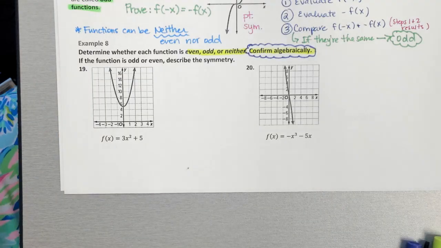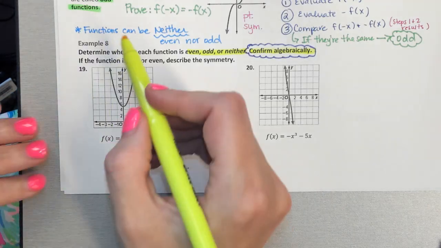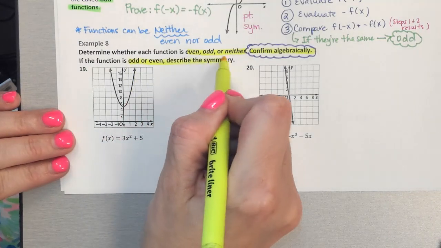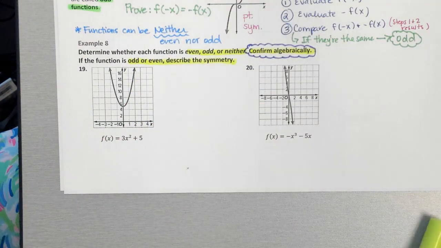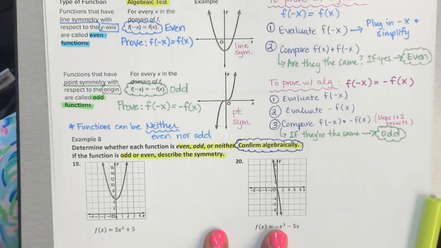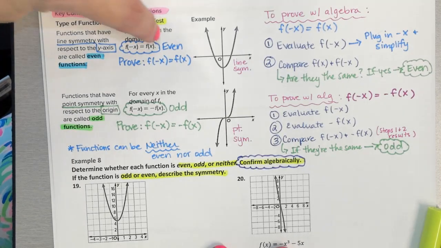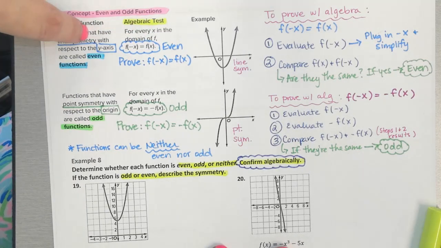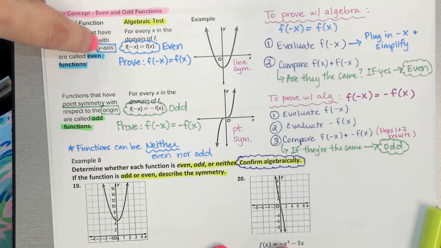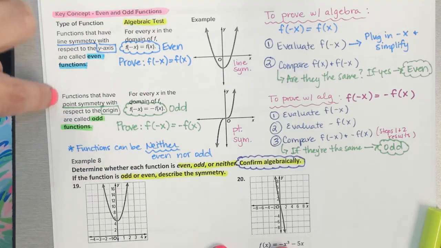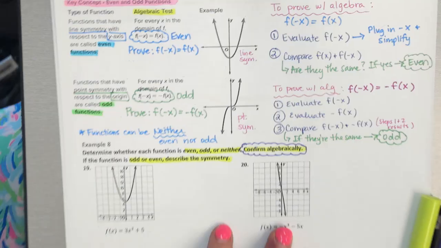Okay, so if it is odd or even, describe the symmetry. And that is going to be pretty simple because anytime it is even, the symmetry is line symmetry with respect to the y-axis, and then if it is odd, it is point symmetry with respect to the origin.